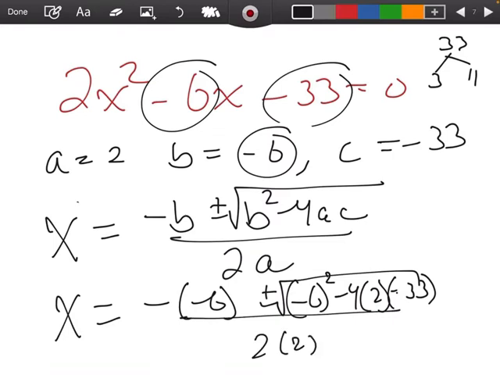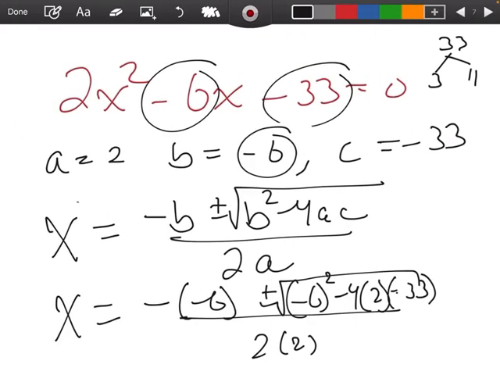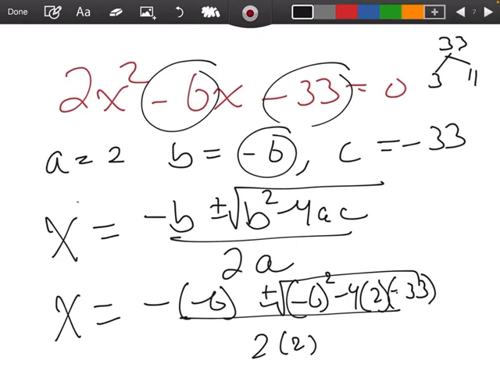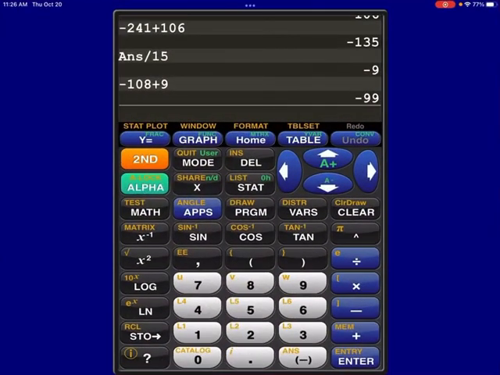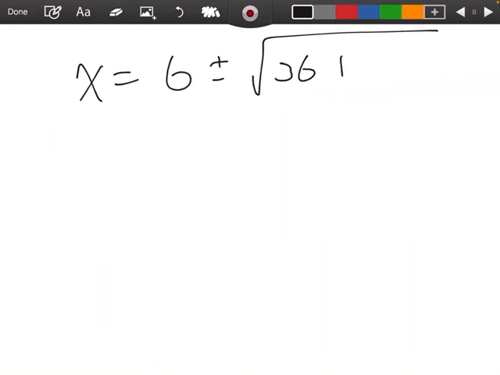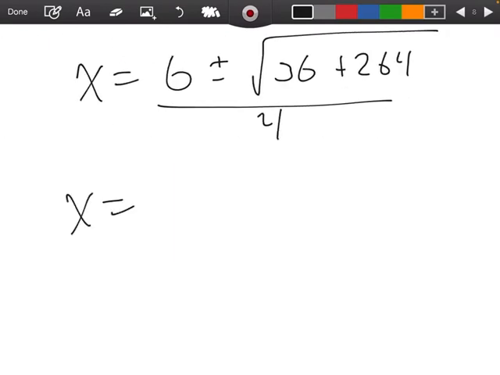And who knows, maybe it will factor. I couldn't think of it right now. Negative 6 squared is a 36. Okay. Minus 4 times 2 times minus 33, that's going to be positive. So 4 times 2 times 33 is 264, all over 2 times 2 is 4. Okay, let's see. 6 plus or minus the square root of 36 and 264 should give me something like 300, over 4.